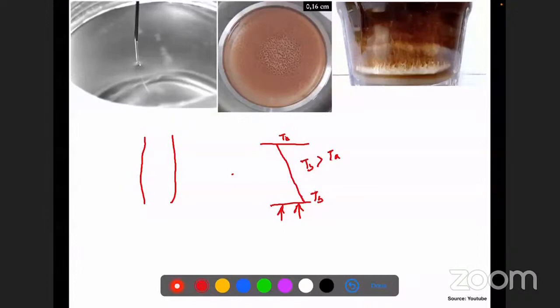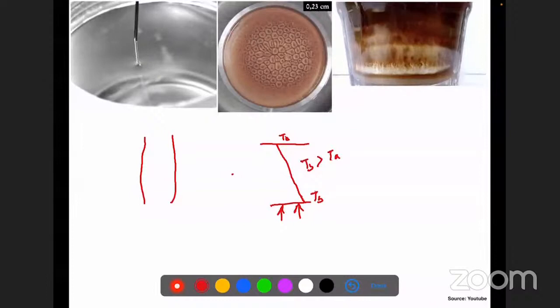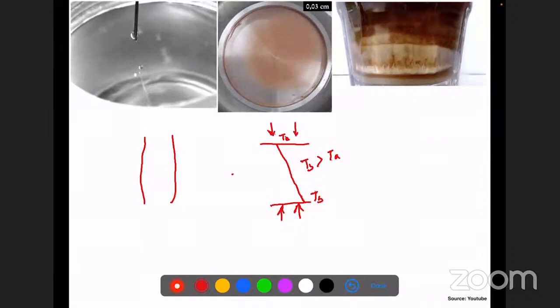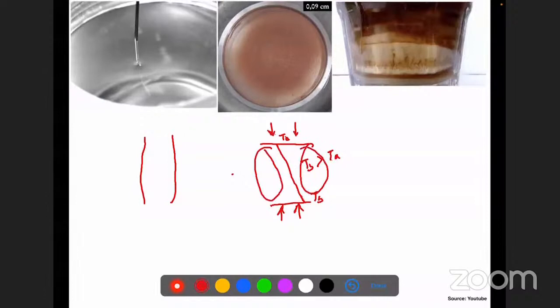And you see from the top, you can actually see these patterns which are forming. So you are viewing it from this direction, from the top, and beyond a certain critical temperature gradient, which gets quantified using a non-dimensional number, there will be circulation cells that would be set up. And that's the pattern that you are seeing from the top.